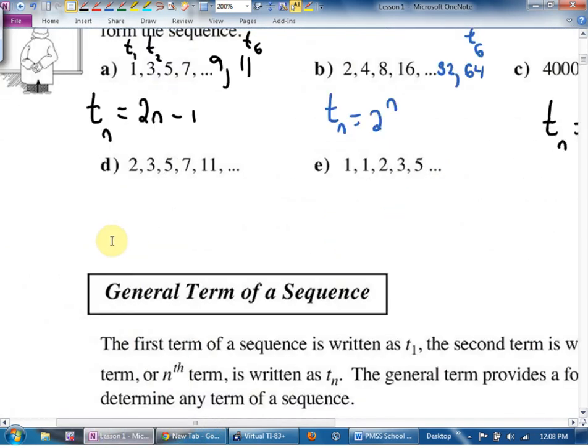D, what's next? 13? What's next? 17? What's the pattern? By the way, if you can come up with an equation for that, you'll win the Nobel Prize for math.